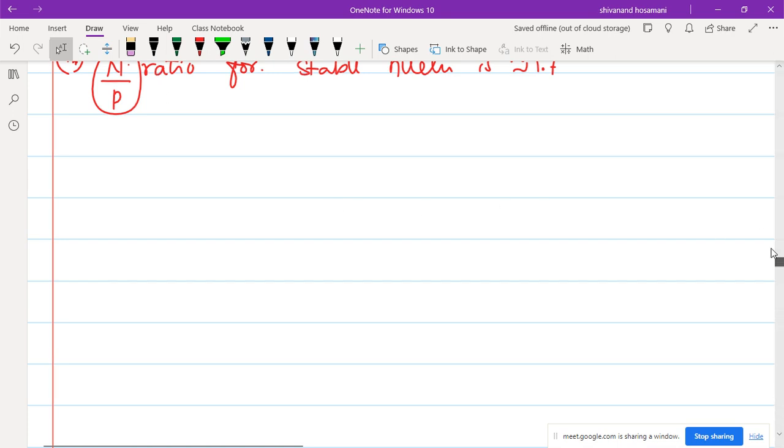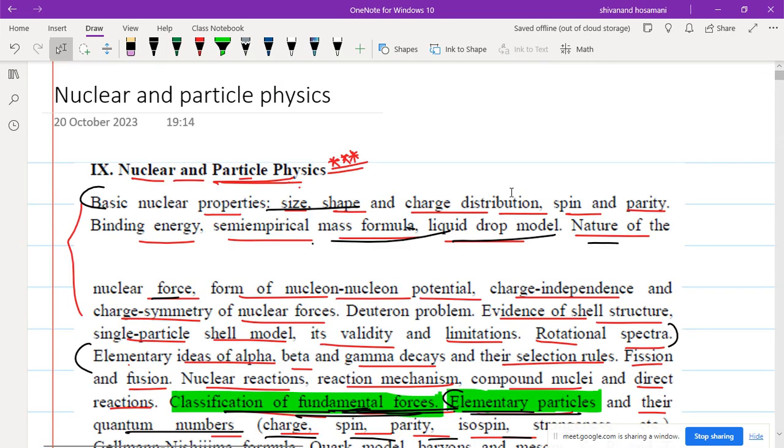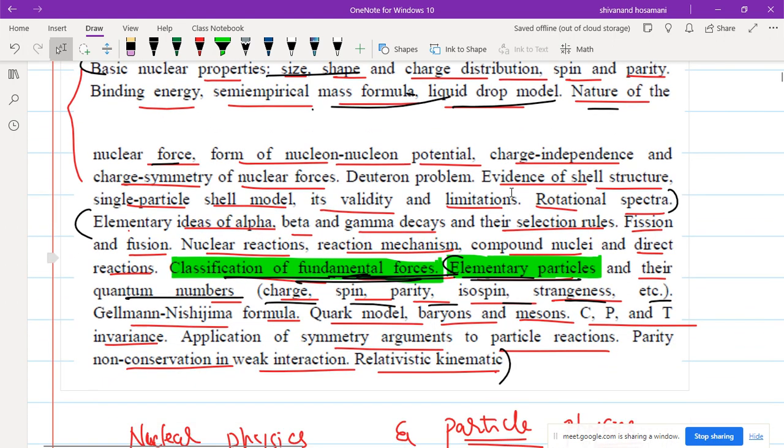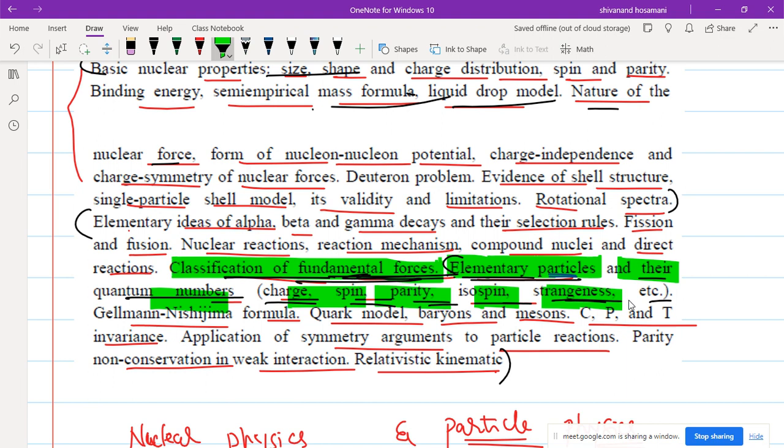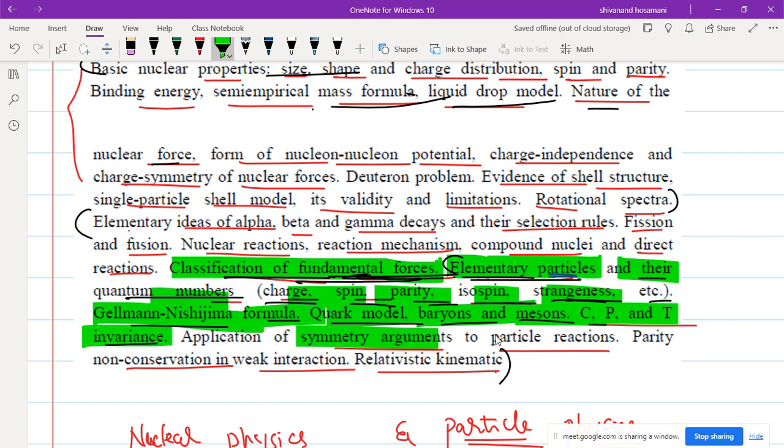In the previous parts, I have covered particle physics and elementary particles, and their quantum numbers: charge, spin, parity, isospin, strangeness, everything. The Gell-Mann–Nishijima formula, the quark model, Gell-Mann's meson, and CPT invariance are covered. Applications of symmetry arguments to particles are not covered, but parity and non-conservation in weak interactions I have covered. So only this much part is done.